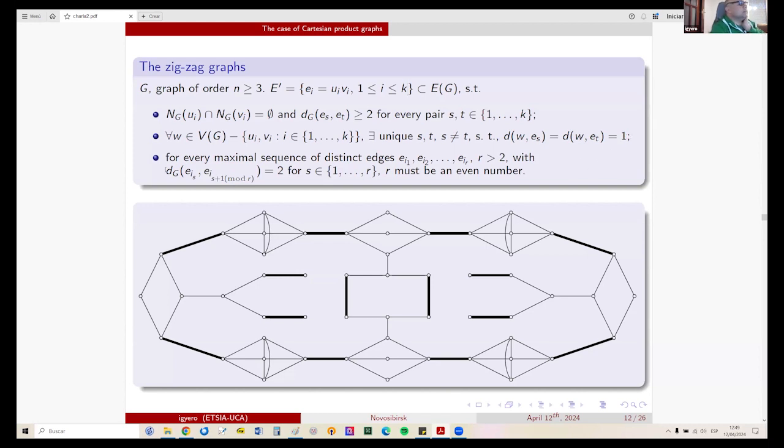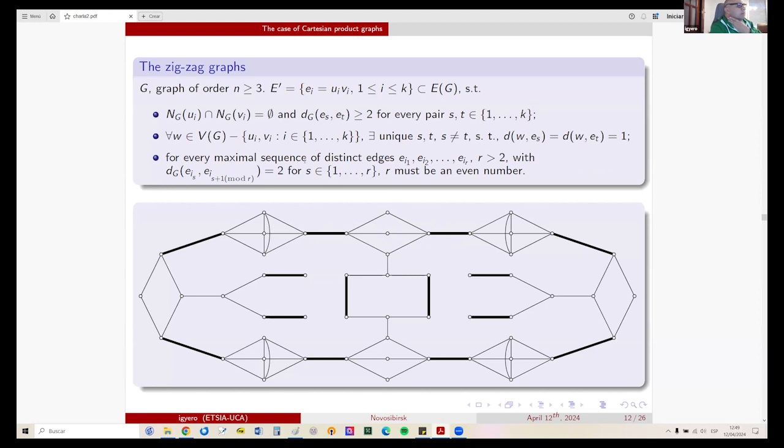Yeah? It means that, for instance, I can take this edge which is here below, and this other edge which is below. These two edges are at distance exactly 2 in this case, and these vertices which are here are at distance 1 to this one and 1 to this one, and so on and so on.